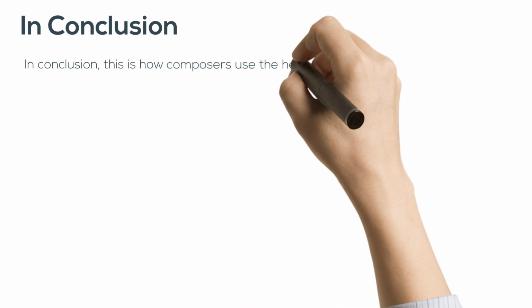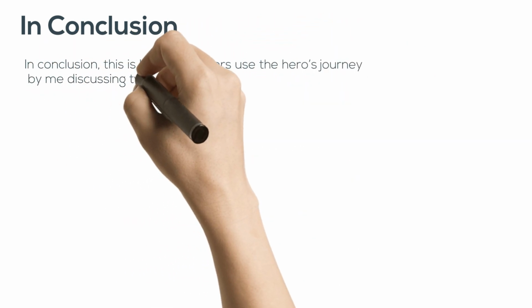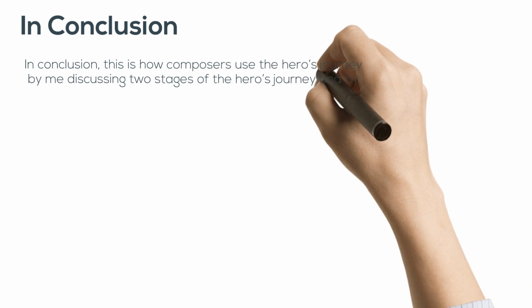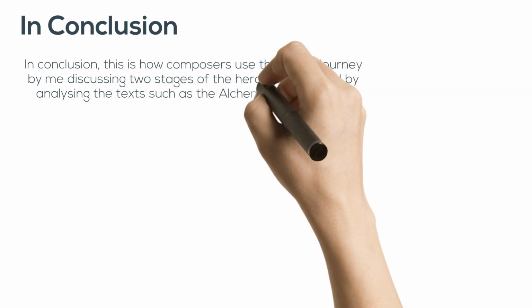In conclusion, this is how composers use the hero's journey, by me discussing two stages of the hero's journey and by analysing texts such as The Alchemist and Captain America: The First Avenger.